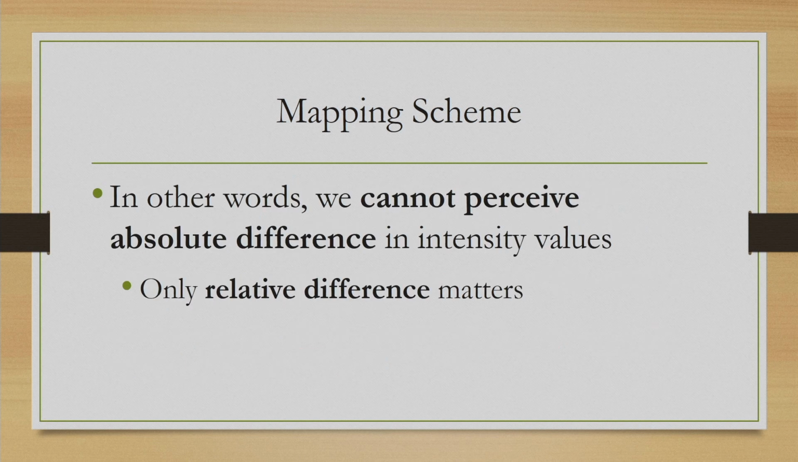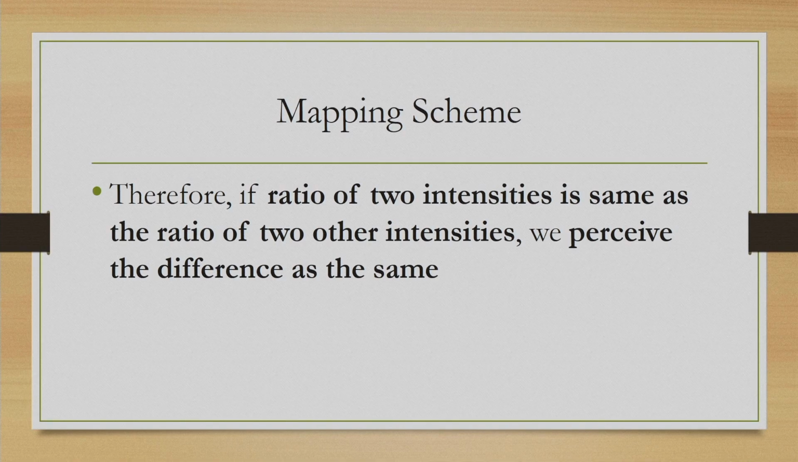So, that is one crucial behavioral trait of us. We cannot perceive absolute difference in intensity values, only relative difference matters. Now, if that is the case, then we can utilize this knowledge to distribute the intensity values among the device supported intensity values. How can we do that?